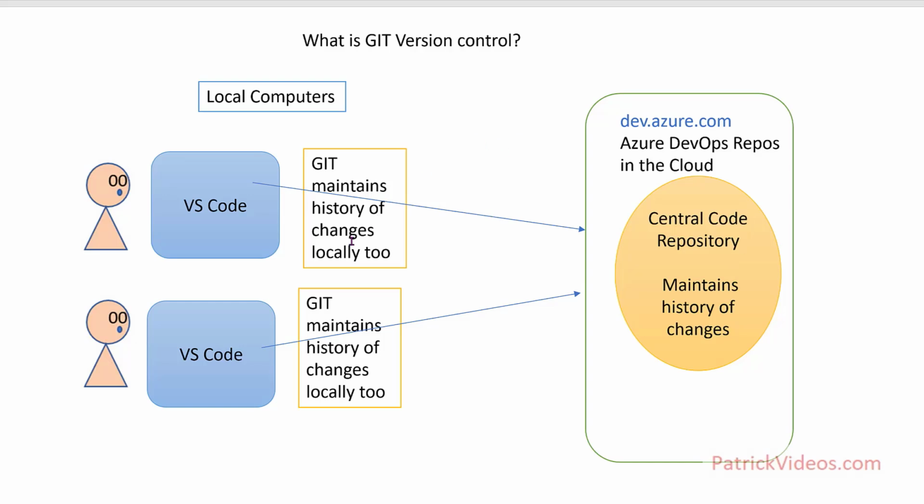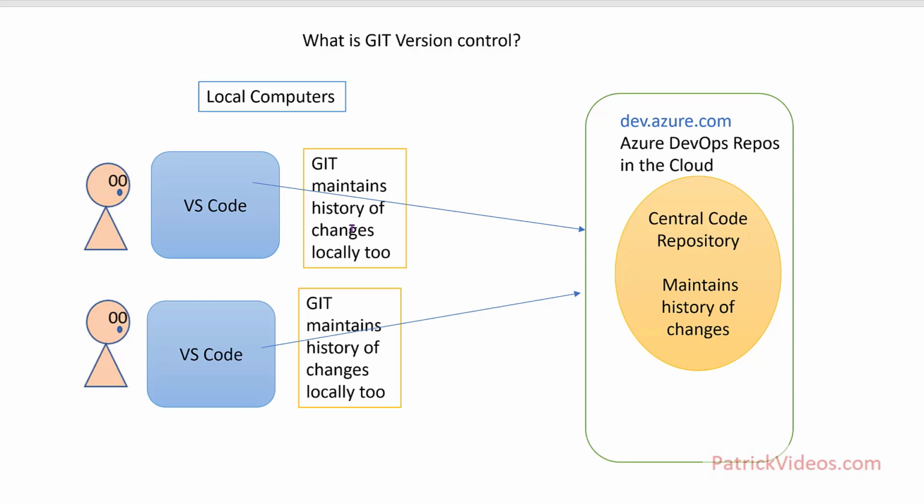But with Git, every computer will have its own version control tool, along with the central repository. So now, when we are saving code, we will not only save it to our local hard disk, we will also save it to our local version control tool, that's Git, and then the remote in the cloud version control tool called Azure DevOps Repos. So Git is nothing but a local version control tool.